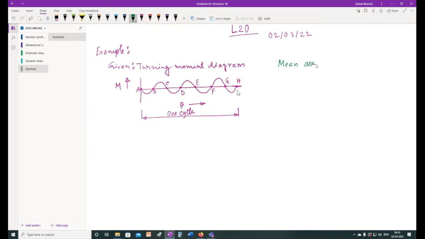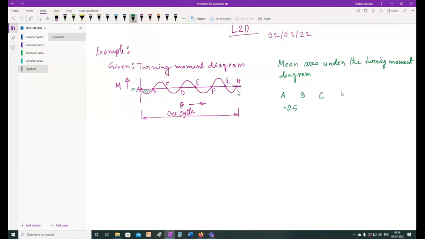Mean area under the turning moment diagram is given. And what is that? From A to B, this area is 0.5, obviously negative. See, this is just below the zero line. This is the zero line. Between A and B, this is 0.5.